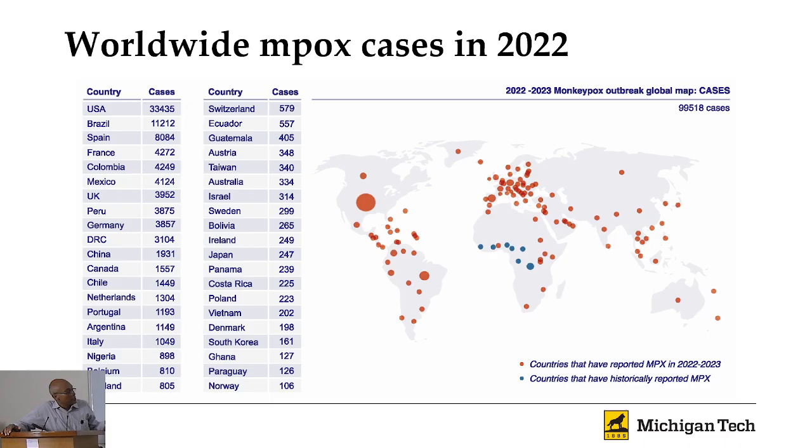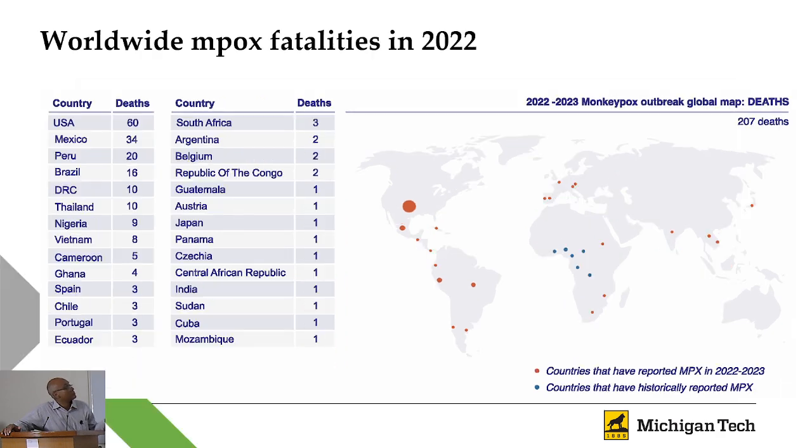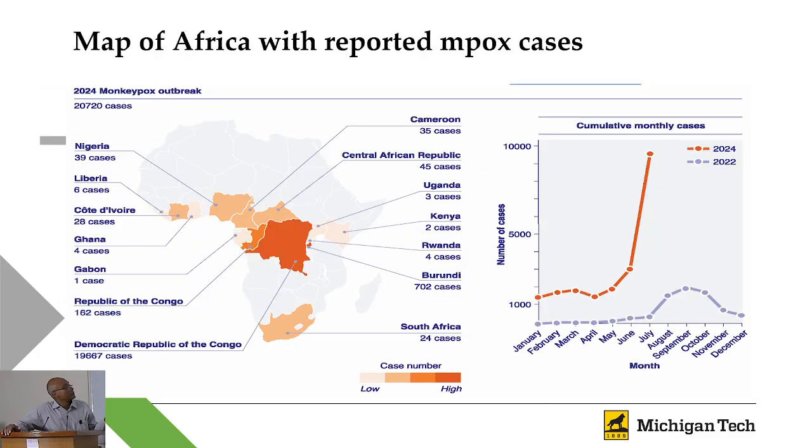The countries that have historically reported monkeypox were in Africa, and there are still some reports there. Between 22 and 23 these countries were reported. As I said, there are still sporadic outbreaks happening in Africa. India is lower than 100. One death in India was found in 2022 due to mpox infection.